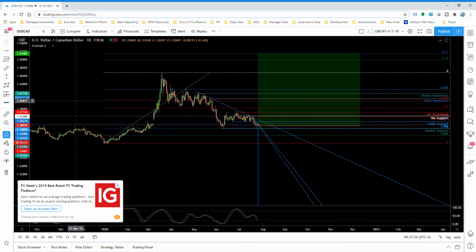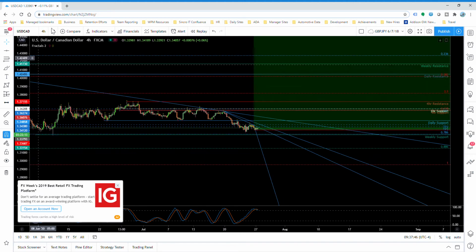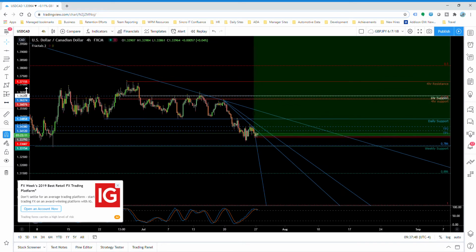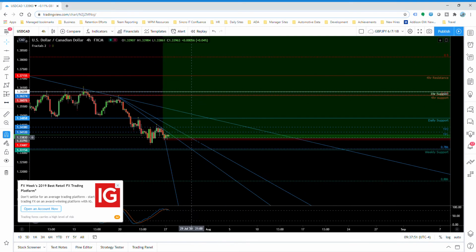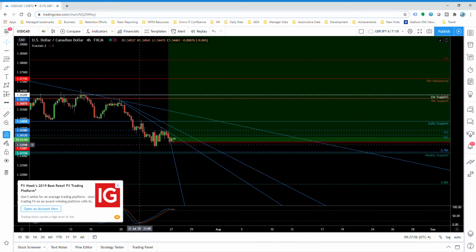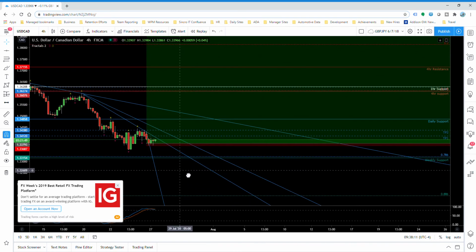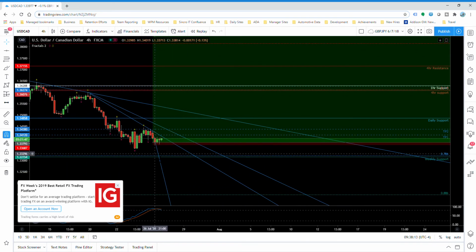US dollar CAD. And we can go down to lower time frames so you can get a better look at what this looks like. And I entered the trade here, and currently I am in profit. So we drew our trend lines as normal: our outer trend line, our middle trend line, and our inner trend line here. And you see we have a really tight inner trend line.